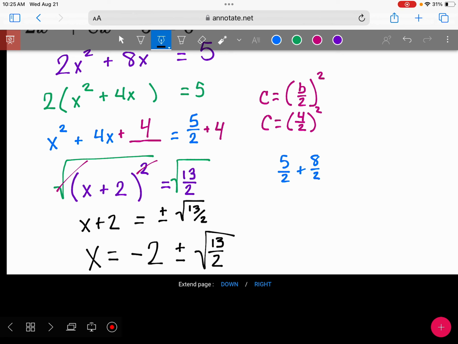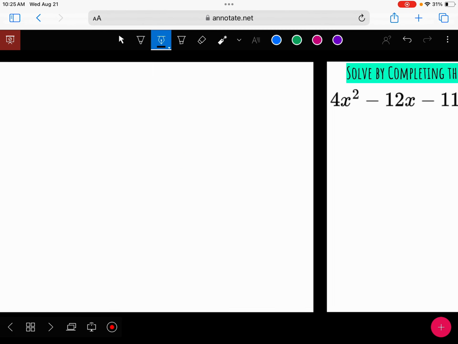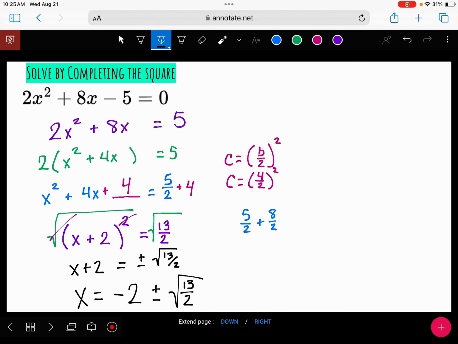How'd you get 8 over 2? The 8 over 2 from here, that was me looking at the adding of the fractions, and I just put it as multiplying. I just made this to a common denominator. I multiplied the 4 by 2, so 8 over 2 is the same thing as 4. And we did that so we could add the fractions together to get our 13 over 2. Okay? Good question.